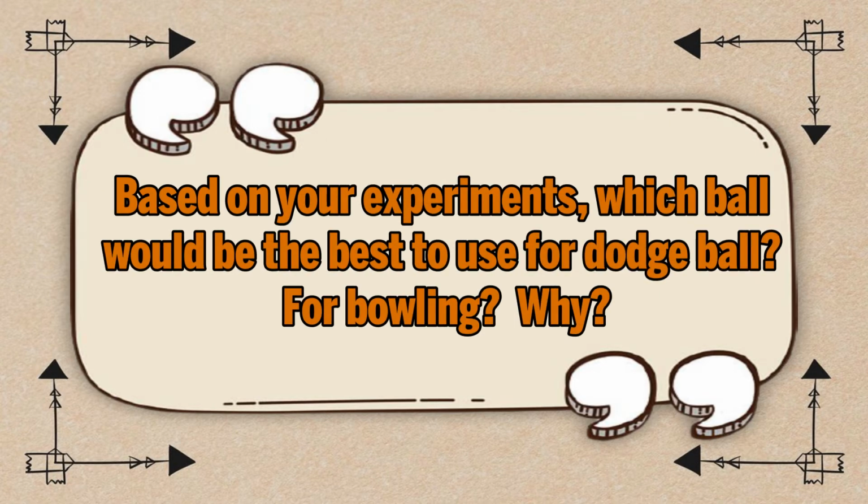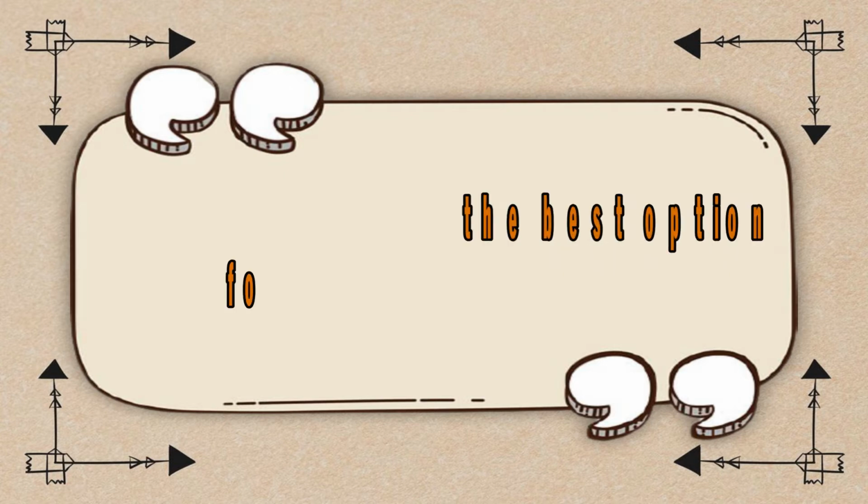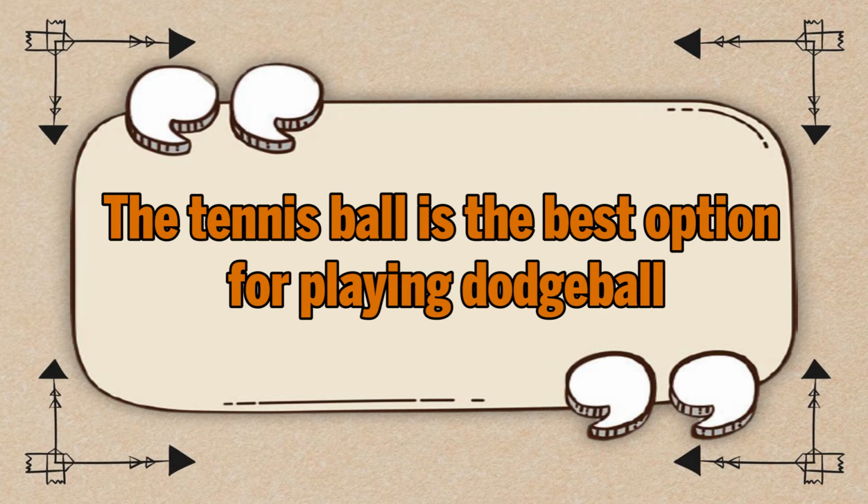Based on your experiments, which ball would be best to use for dodgeball? For bowling, why? Based on the results of our experiment, the tennis ball is the best option for playing dodgeball. The tennis ball weighs more than the ping pong ball but weighs less than the baseball. The tennis ball, having more mass compared to the ping pong ball, could let players accurately throw the ball to hit opponents since it would be less likely to be affected by the wind. If the baseball was used, it could result in players getting easily tired since they would be applying greater force.